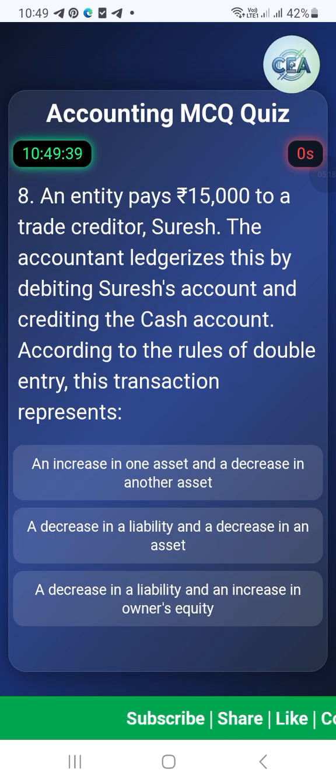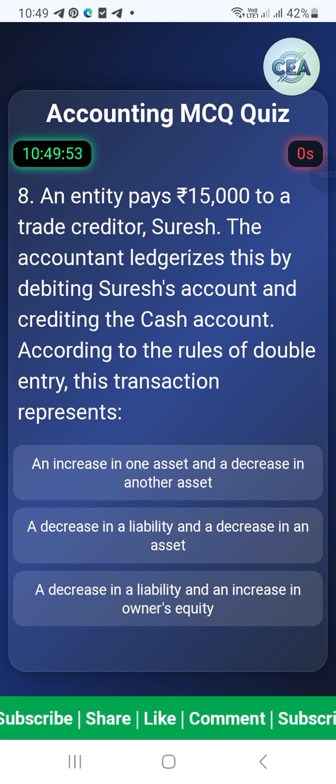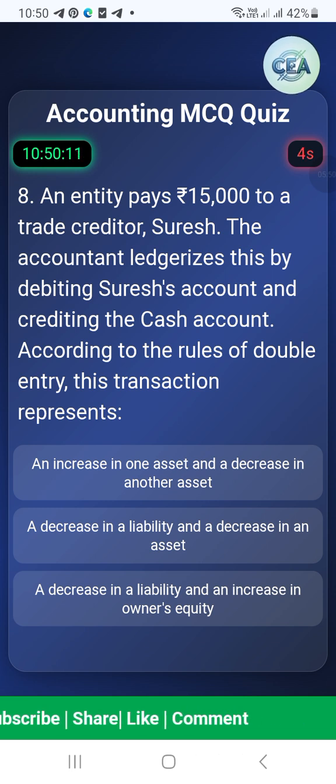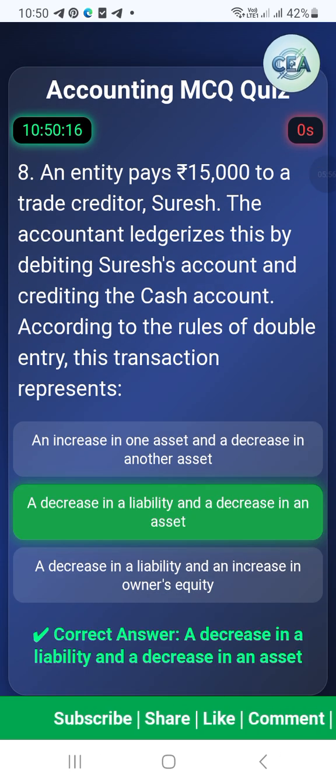8. An entity pays 15,000 rupees to a trade creditor, Suresh. The accountant posts this to the ledger by debiting Suresh's account and crediting the cash account. According to the rules of double entry, this transaction represents: Option 1. An increase in one asset and a decrease in another asset. Option 2. A decrease in a liability and a decrease in an asset. Option 3. A decrease in a liability and an increase in owner's equity. Correct answer is: a decrease in a liability and a decrease in an asset.